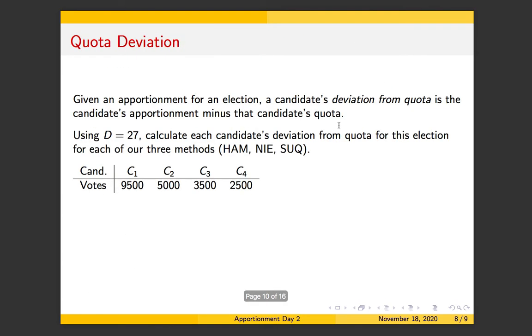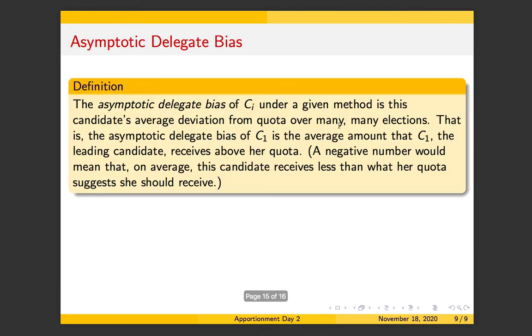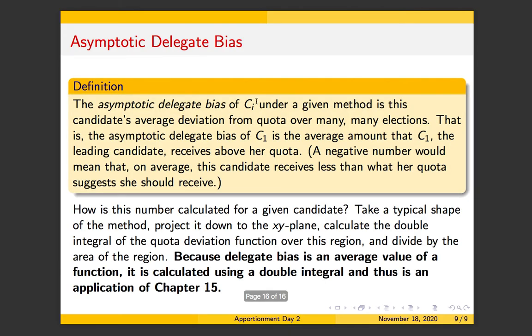So all that to say, sorry about all this, asymptotic delegate bias is calculated using a double integral. So the question is, how do you calculate it? Again, I'll show you this in the next video. I'm going to terminate things here to try to keep these videos short. I know I keep saying that.